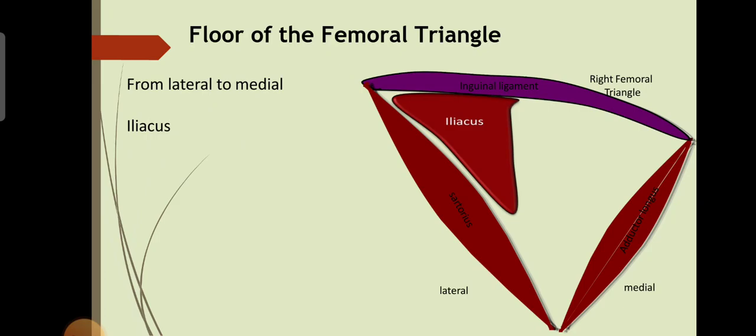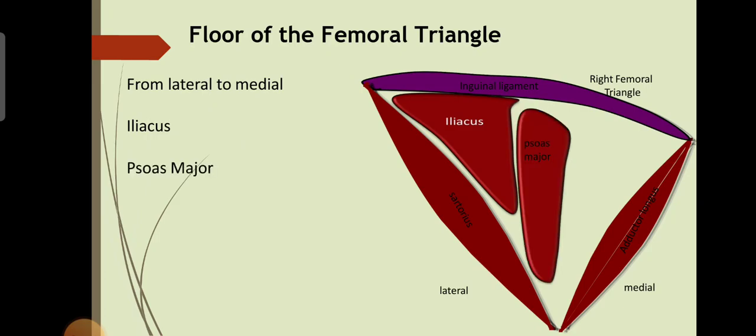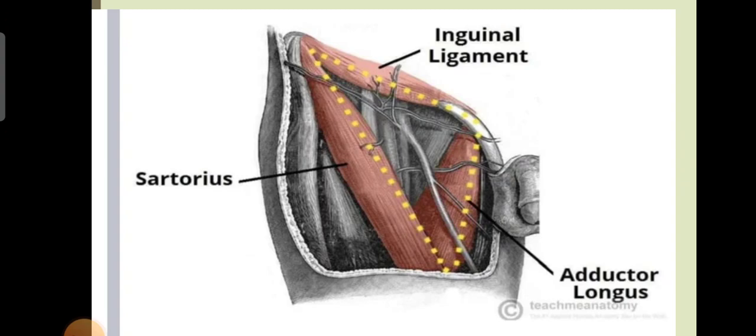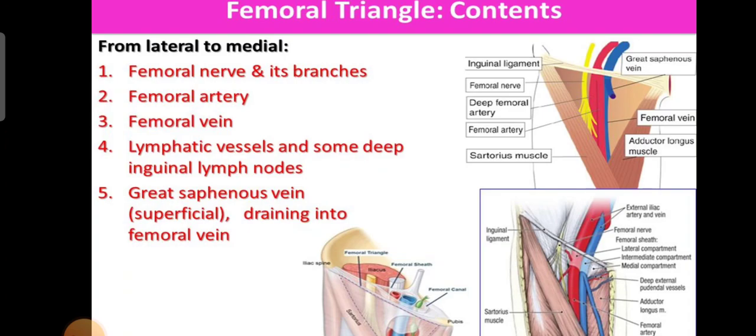Now the floor of the femoral triangle, it is formed from lateral to medial side by the iliacus muscle, then psoas major, then pectineus and then adductor longus muscle. So these are the boundaries and the floor of the femoral triangle.